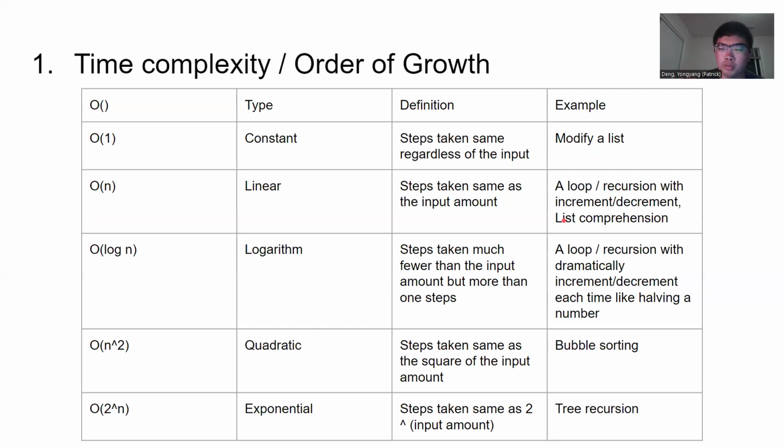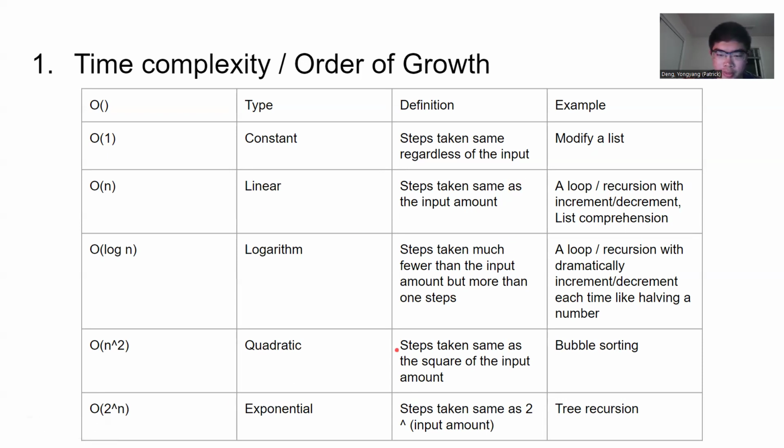But for very small input, let's say 2, dividing a number by 2 and subtracting 1 from 2 get the same result. So for this case, I have very small input, so logarithm will likely be the same as linear.